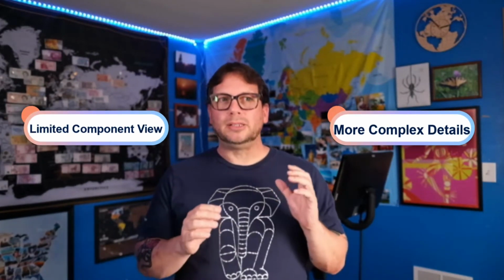You'd use this type of diagram to show a limited view of components in a solution, but with more complex details. And just like how a level 1 diagram can have multiple level 2s, a level 2 diagram can have multiple level 3s. And the audience for this type of diagram is going to be technical stakeholders and delivery teams who need a thorough understanding of how two components might interact with each other as part of a solution.